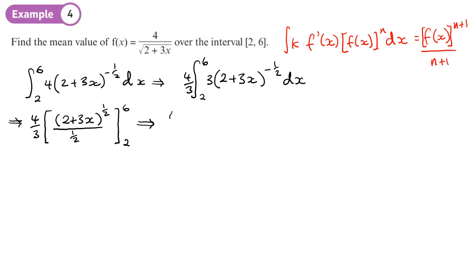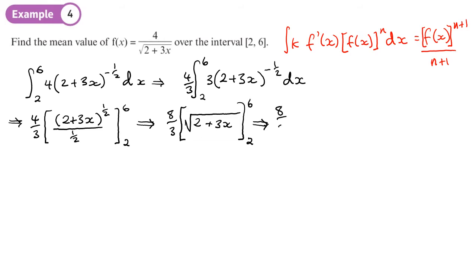So 8 over 3, which I can write outside the brackets, taking the constants outside. And then the power half, we'll write that as square root 2 plus 3x. It just means I can write the answer in exact form, because the calculator may convert it to a decimal. It's better to give it an exact form.